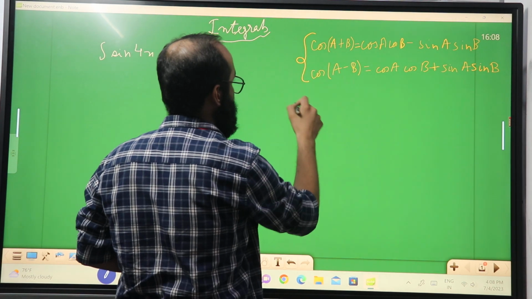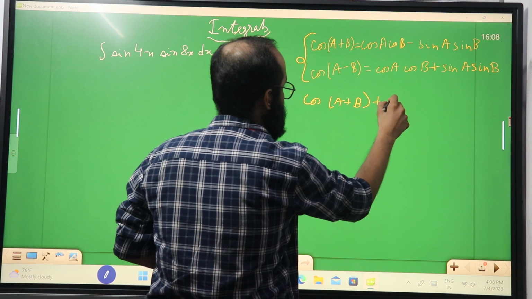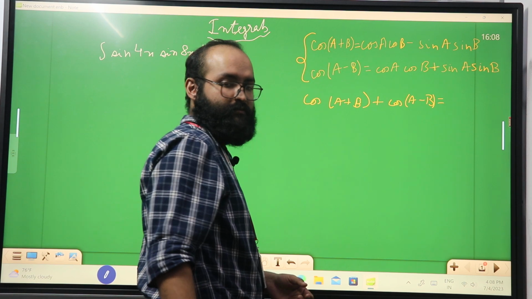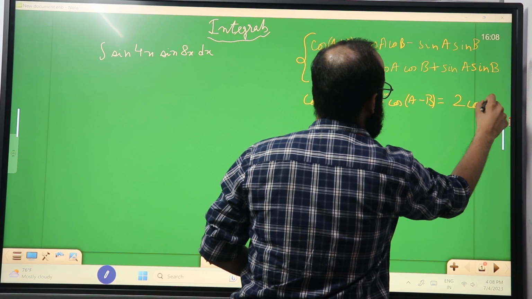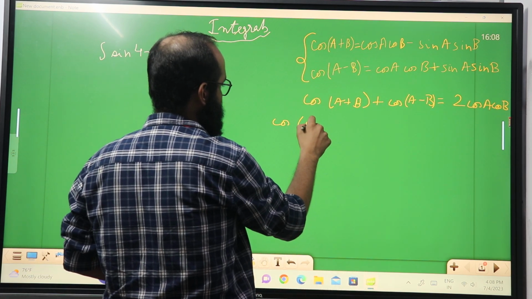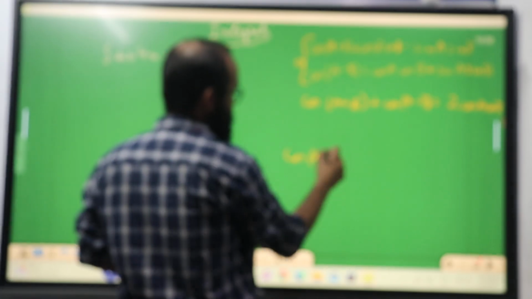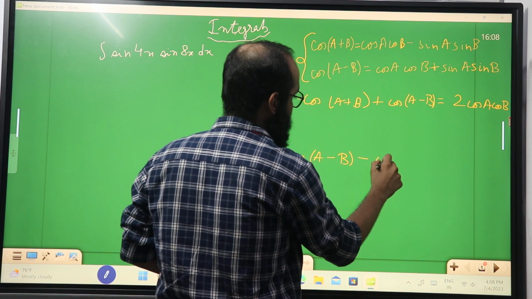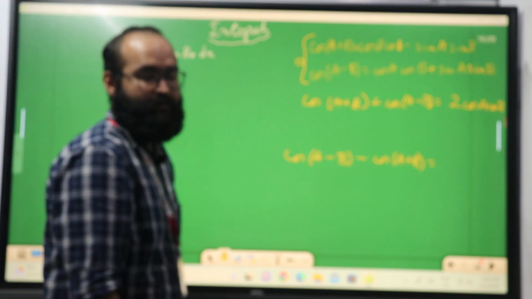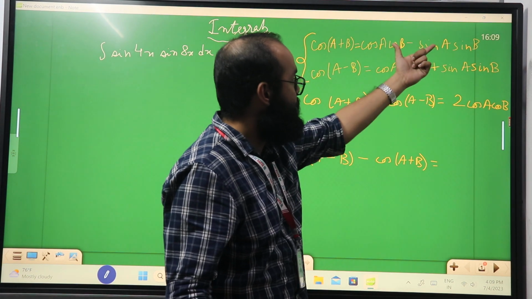If you add these two formulas, what will you get? Cos A plus B plus cos A minus B gives you 2 cos A cos B. And subtracting them gives you what? Cos A minus B minus cos A plus B gives you what?